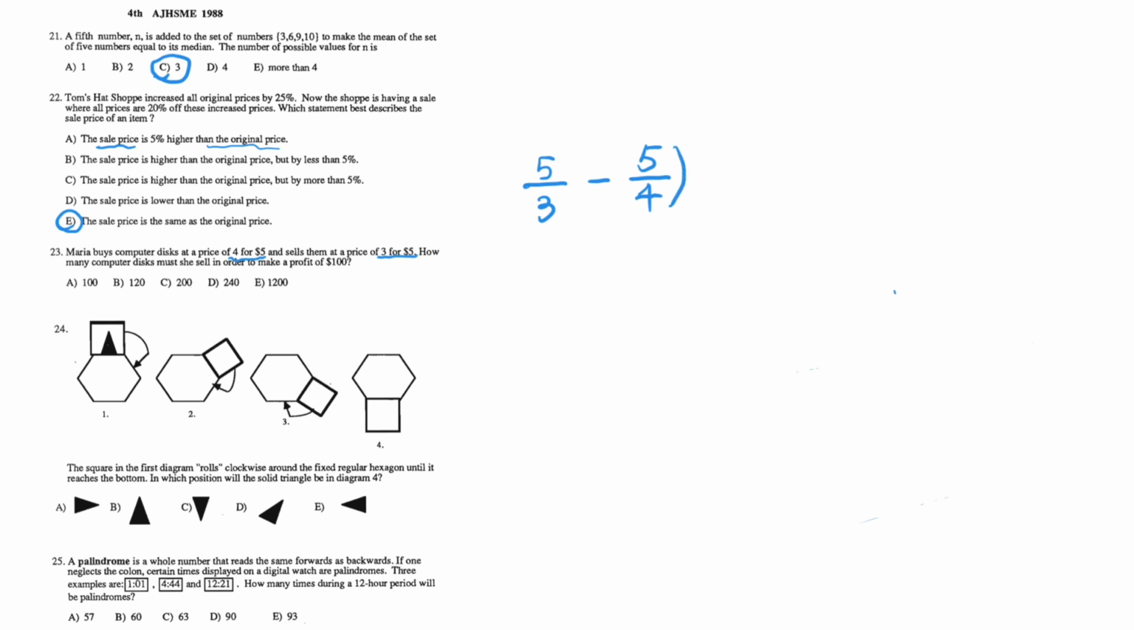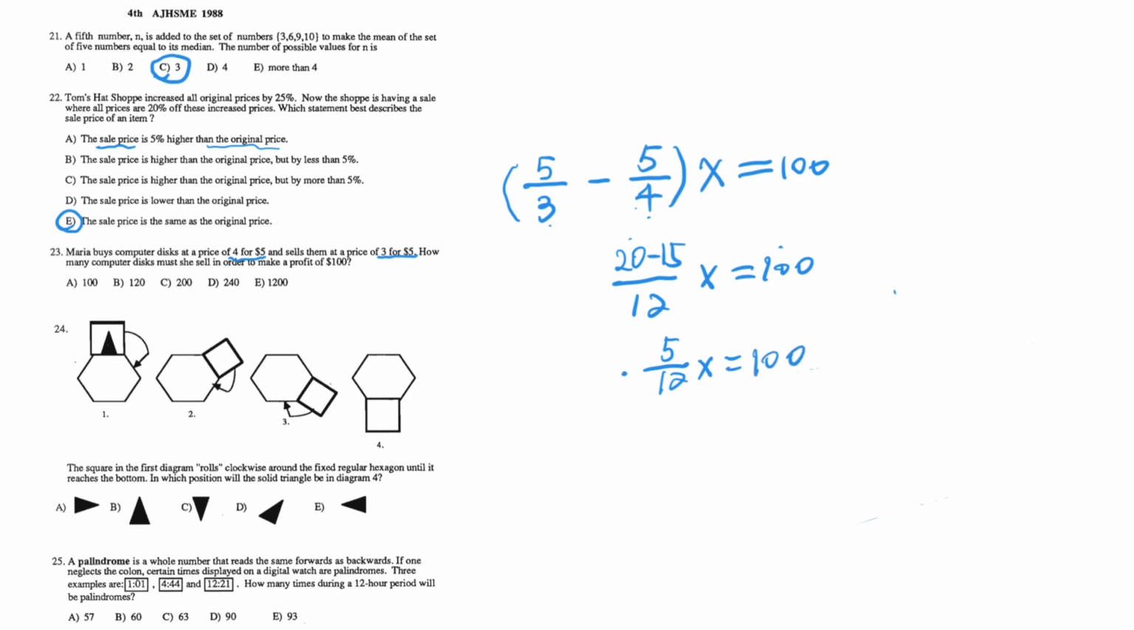How many disks must she sell to get the profit of $100? We sell X computer disks. The profit is $100. So the denominator is 12. 4 times 5 is 20, and 3 times 5 is 15. So 5/12 X equals 100.